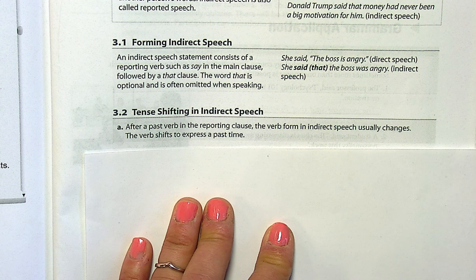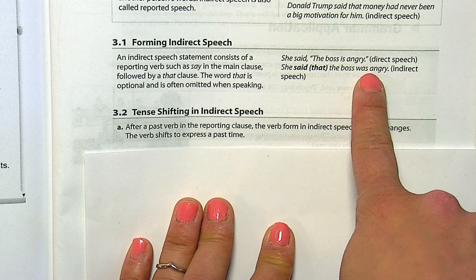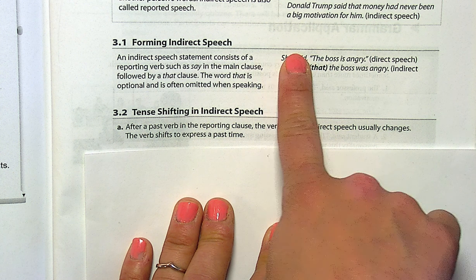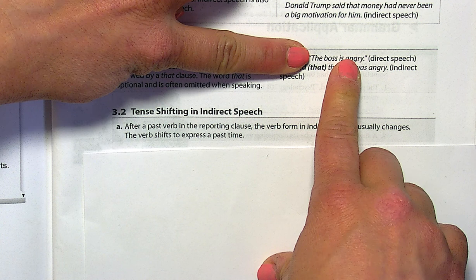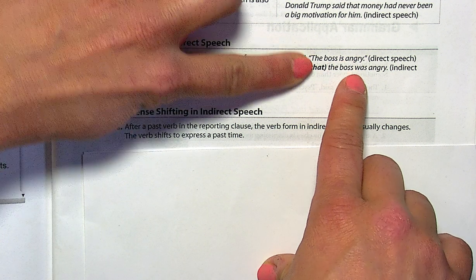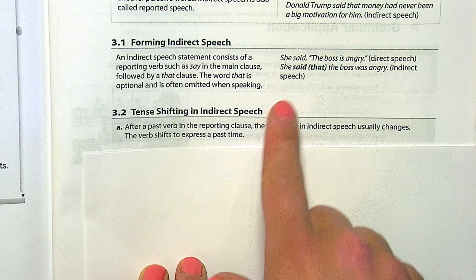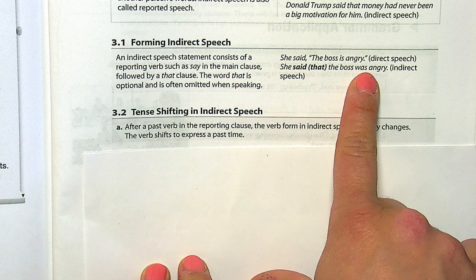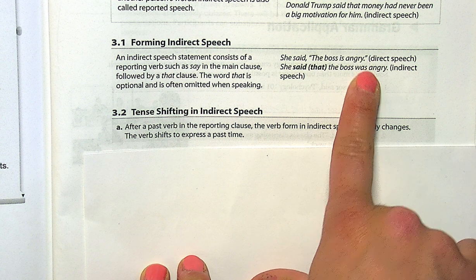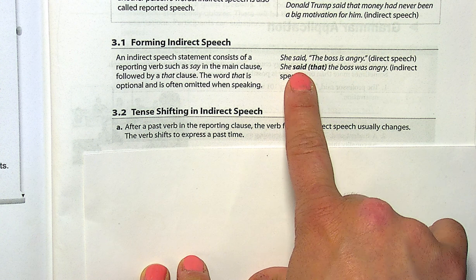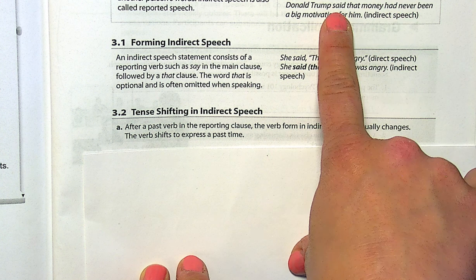We do not know if the boss still is angry. She said that the boss was angry. In the moment when she said these words, the boss is angry, that was true. So we want to keep the time in line with its relationship to the main clause. So we have to decide if it's two things in the past, if it was true at the time when she said it, or maybe it's something that was the past before he said it.